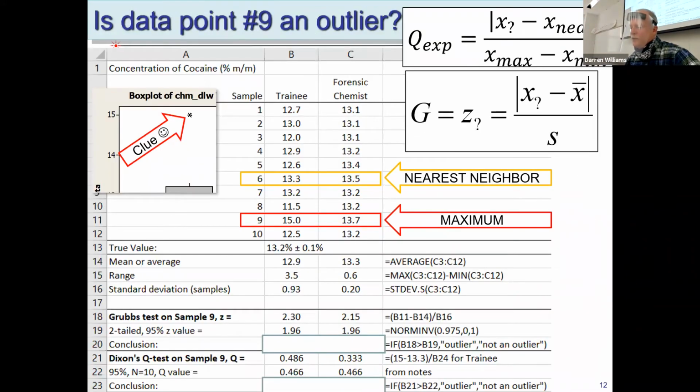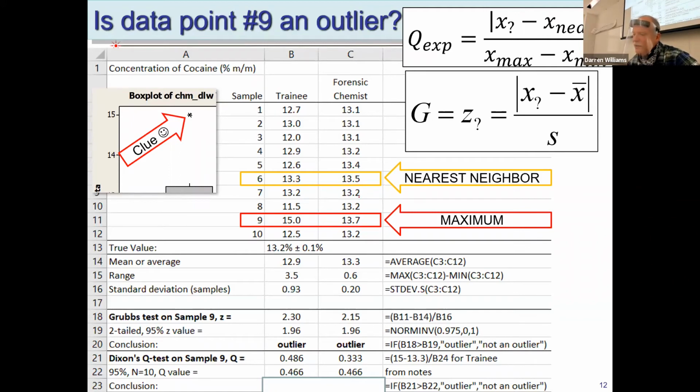And so here, just for convenience, I put the highest data point for the forensic chemist and the nearest neighbor on the same rows, just so I could copy the formulas over. So I went ahead and did the Z test and the Q test for the forensic chemist too. This is their maximum value and this is their nearest neighbor. Our Z test for the trainee came in here at 2.3. Our two-tailed t value was less than that. And so our conclusion was that it was an outlier.